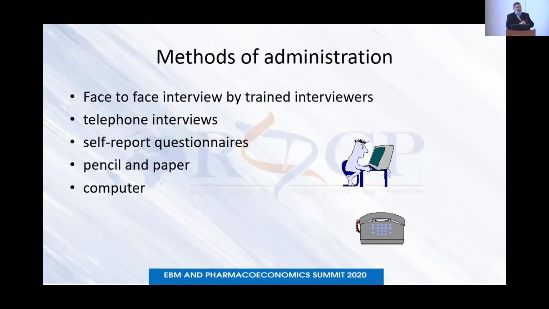Method of administration. Which one, Dr. Samah, do you prefer to use in the region here? Yes. The easiest here in our region and the most acceptable would be face-to-face interview.